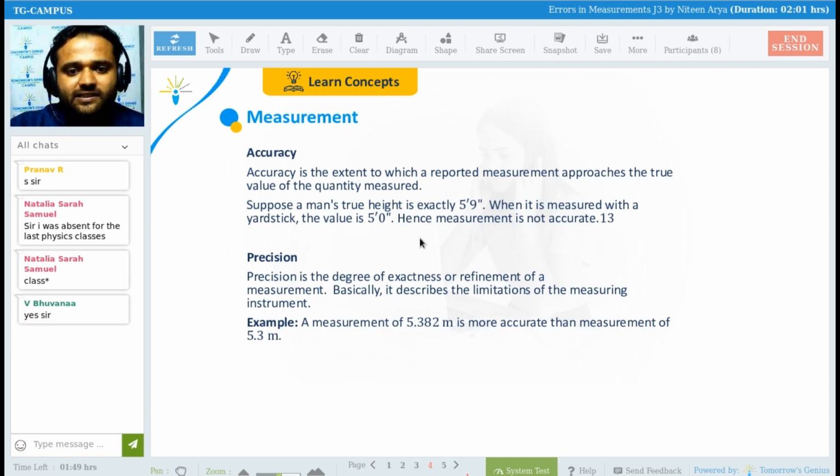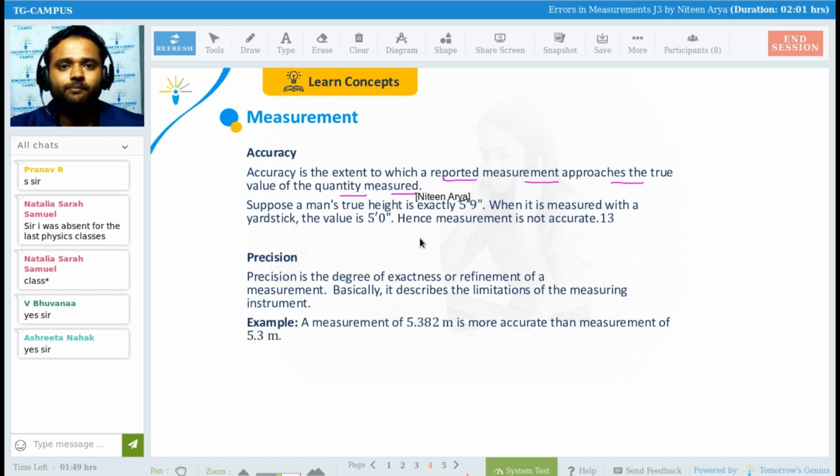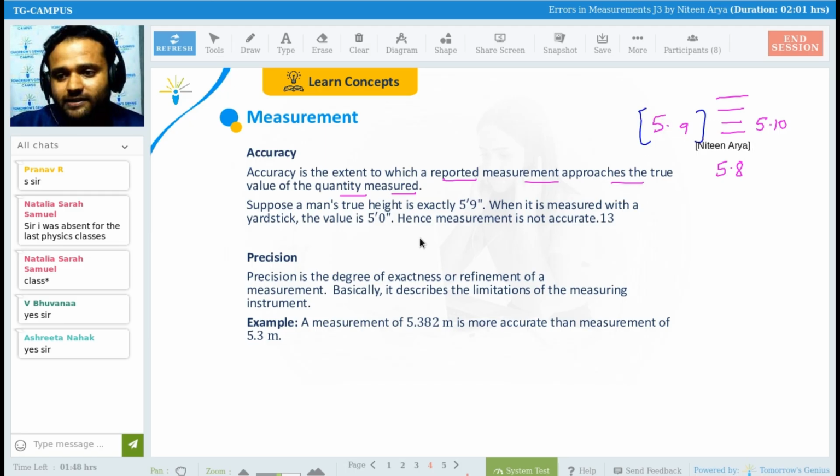Good. So what is accuracy? Accuracy is the extent to which a reported measurement approaches the true value of the quantity measured. For example, suppose a student has a height of 5'9". If you are measuring with the help of a tape, or a mark on the wall, and you are wearing shoes, then it is going to be 5'10". If the 5'9" mark is not clearly marked, someone may observe 5'8". How close you are to the actual value is known as accuracy.